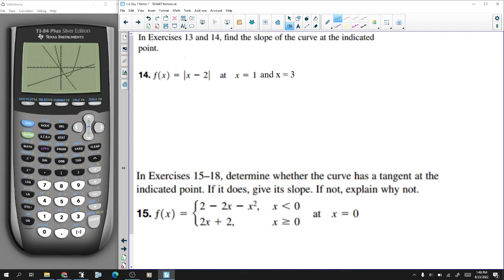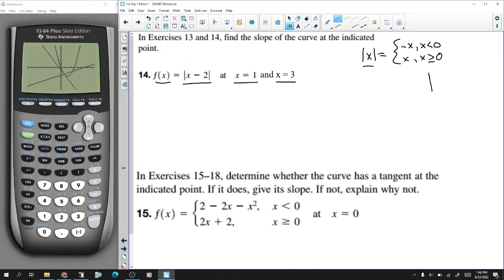In exercise 13 and 14, find the slope of the curve at the indicated point. Here, f of x is equal to absolute value of x minus 2, and we want to know the slope of the curve at x equals 1 and the slope of the curve at x equals 3. But if we look at the definition of absolute value, we do the opposite of x when x is negative, and we leave it the same if x is greater than or equal to 0.